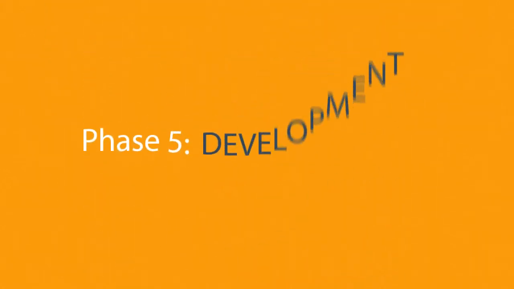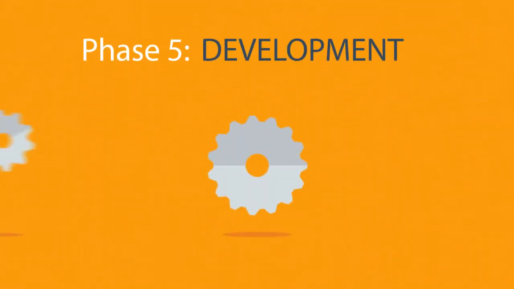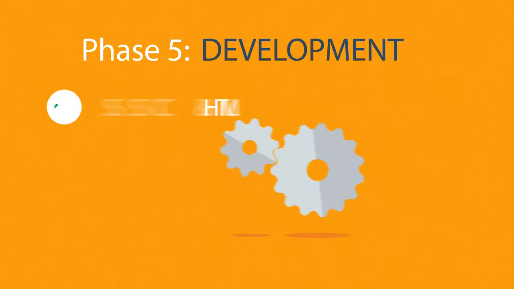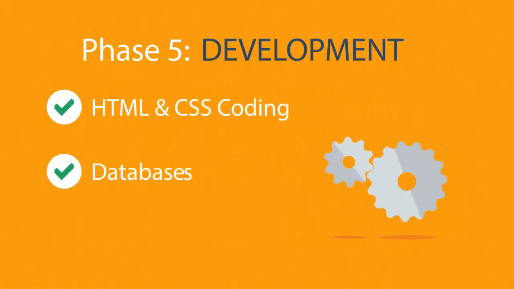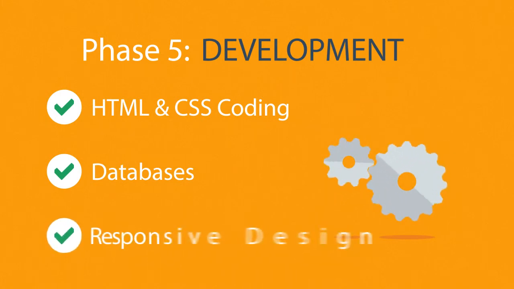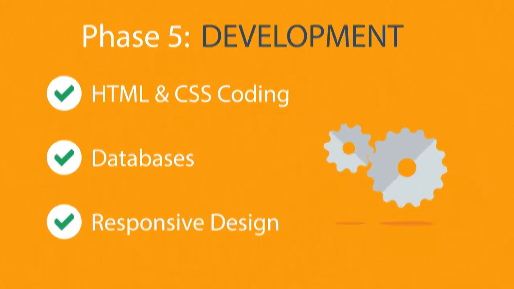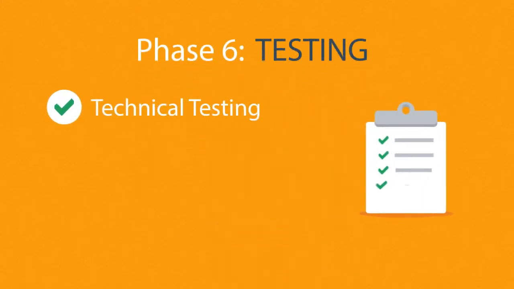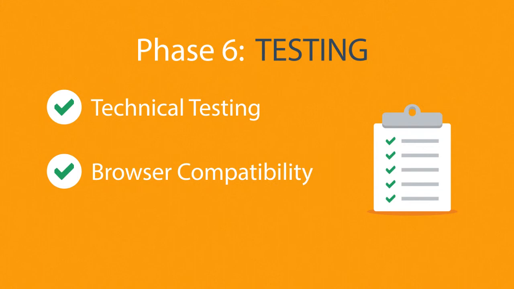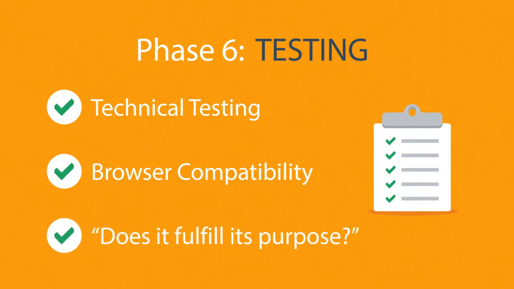Phase 5, development. Here, we actually create the website using the hypertext markup language and cascading style sheets with some help from databases and other technologies as well. If needed, our websites can be made accessible to mobile devices too. Phase 6, testing. We test all the technical features, like code and scripts, compatibility with major browsers, but we also ask ourselves if the website really fulfills its purpose.